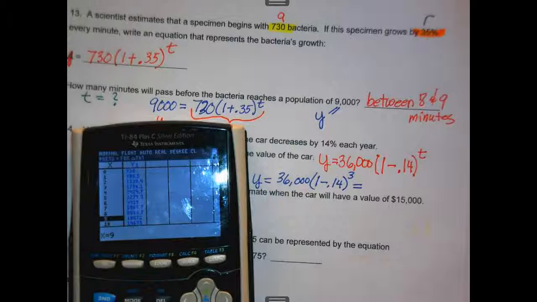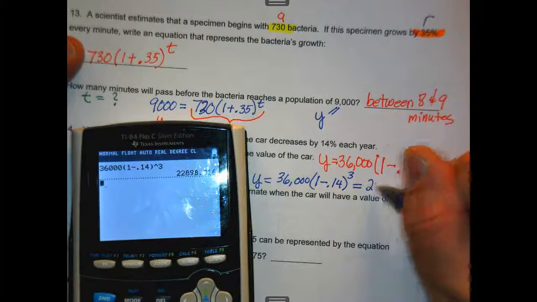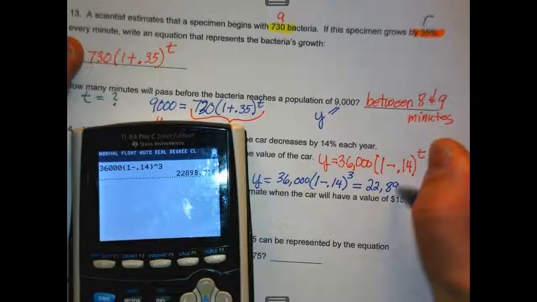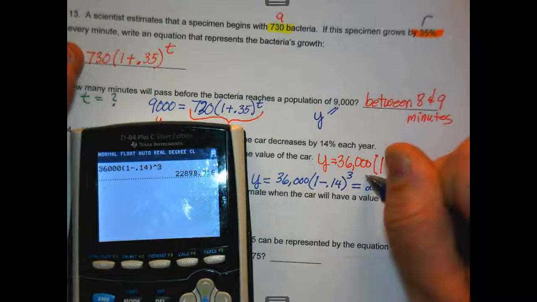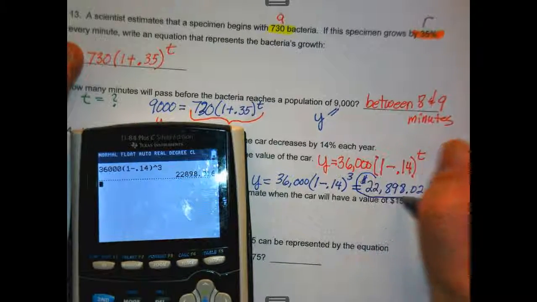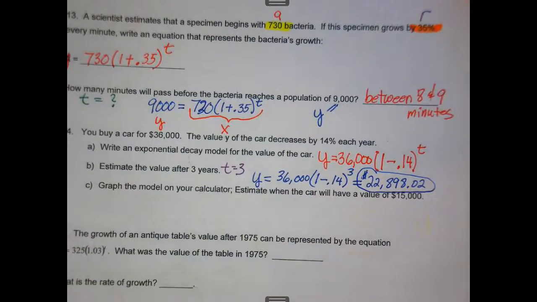Bet it's somewhere around 22,800. I did this 3 times already. That's right. Now you're getting the hang of it. 22,800. So there's the value of the depreciated car. So your Prius costs $22,898.02 now.